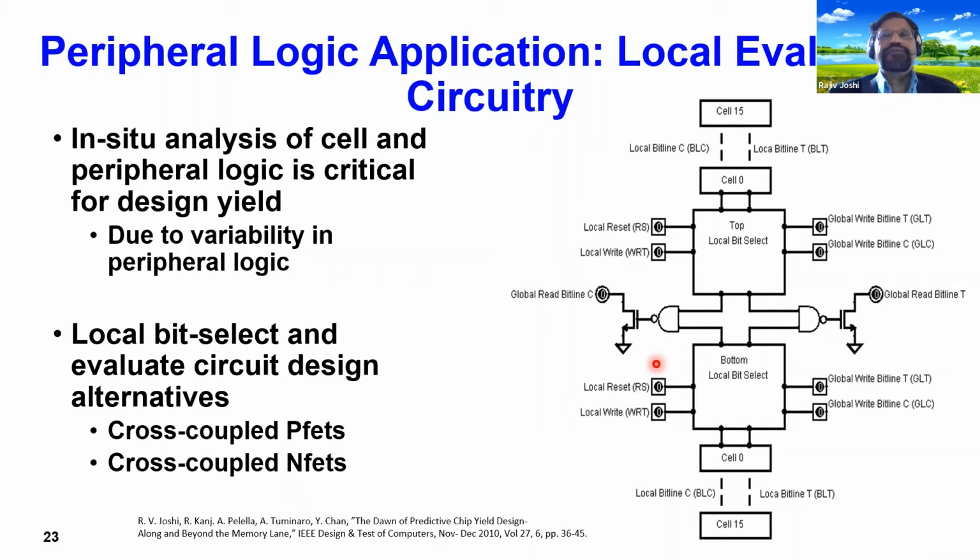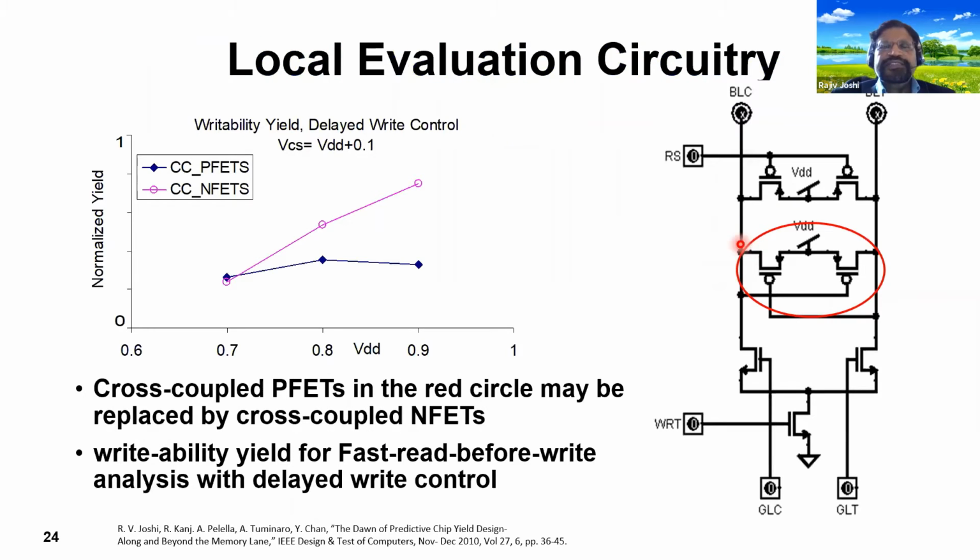Another application for this is the local evaluation circuitry. Apart from the memory, we have taken it to the local or peripheral logic, although not as many as the memory, especially the sense-amps or the local evaluation circuitry, which is key. Here we are trying to evaluate, in this local bit select circuitry, what type of transistor topology is critical or not critical. You can see clearly in these diagrams normalized yield as a function of VDD. You can use cross-coupled PFETs to reduce noise on these bit lines, or cross-coupled NFETs. PFET or NFET, which is better? How do we know? This figure gives the answer.